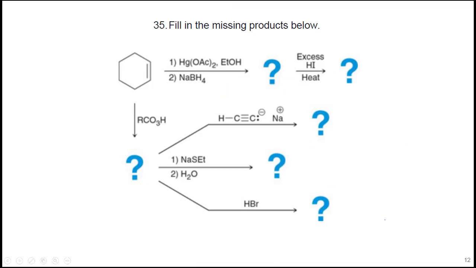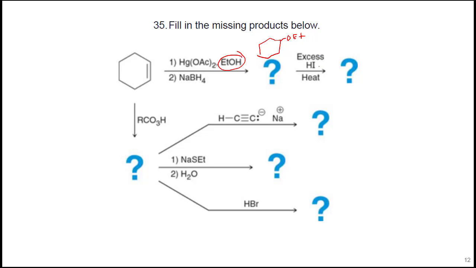All right, number 35, we're looking to fill in the missing products below. If I start with the cyclohexene and go to the mercuric acetate, my product here is going to be an alcohol. Actually, it'll be an ether because I have an OEt behind there. If it was water, then I would get an alcohol, but since there's an alcohol there, we're getting an ether. And if your alkene was asymmetric, then the ether would go to the more substituted side.